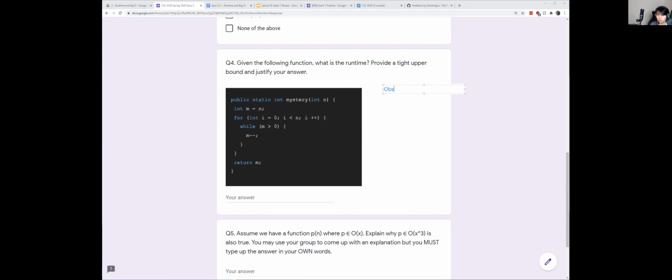Now, the key here was to observe, for i equal to 0, how many times did the while loop fire? How many iterations were there in the while loop? Go ahead and take 5 seconds. And then after 5 seconds, go ahead and type in chat. What do you think? How many times did the while loop fire when i was equal to 0?